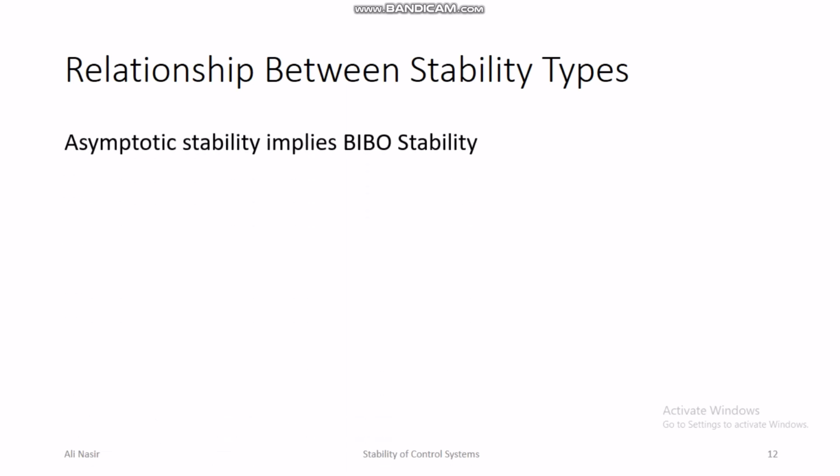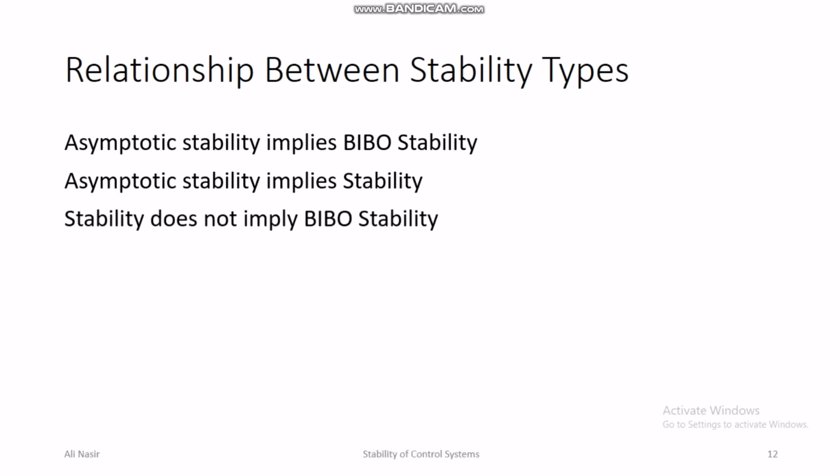So first of all, asymptotic stability implies BIBO stability. This means that if a system is asymptotically stable, then you don't have to calculate BIBO stability for that system. It is understood that an asymptotically stable system is always BIBO stable as well. Similarly, asymptotic stability also implies simple stability, because if you look at the definition of asymptotic stability, it requires the system to be stable. So if a system is asymptotically stable, then it is automatically guaranteed that it would be stable as well.